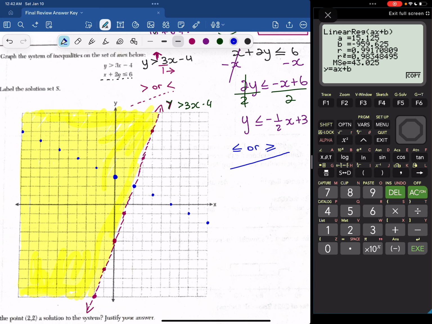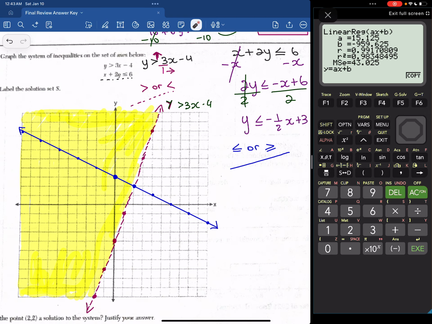So I'm going to make a nice solid line. Hopefully I don't butcher this line. Yay, that looks perfect. Okay, so we make a solid line through our points, put the arrows on the end, and now we need to decide which way are we going to shade. So our sign is less than or equal to.